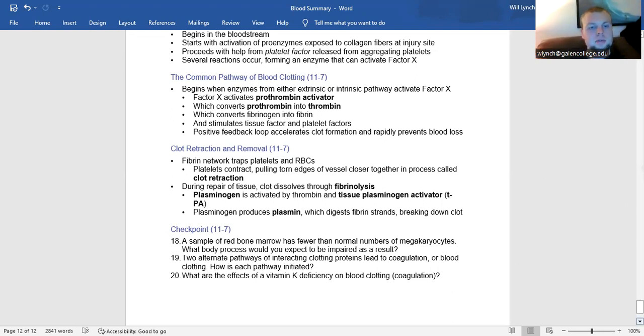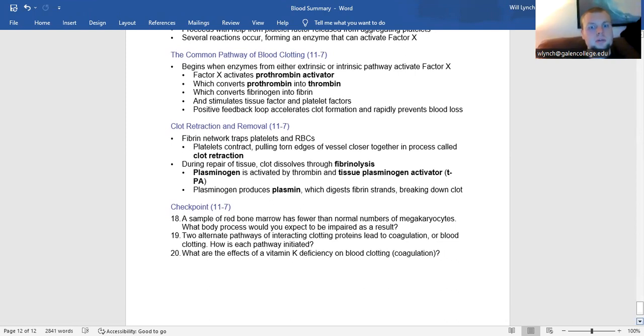So our last checkpoint questions: if a sample of red bone marrow has fewer than normal megakaryocytes, what body process would you expect to be impaired? Megakaryocyte deficiency would impair platelet formation, which would impair the clotting process. So if we have too few megakaryocytes, then we will end up having very little platelet formation, and then we will end up impairing the clotting process.